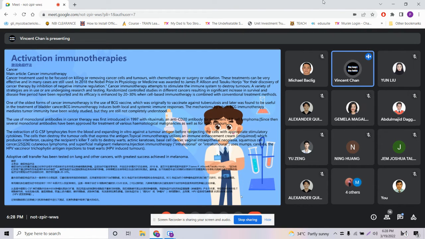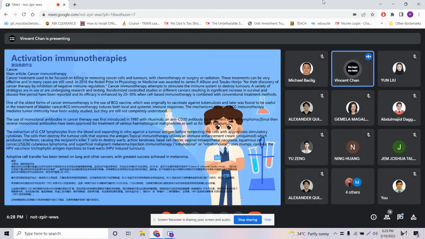Randomized controlled studies in different cancers, resulting in significant increase in survival and disease-free period, have been reported, and its efficiency is enhanced by 20 to 30% when cell-based immunotherapy is combined with conventional treatment methods.